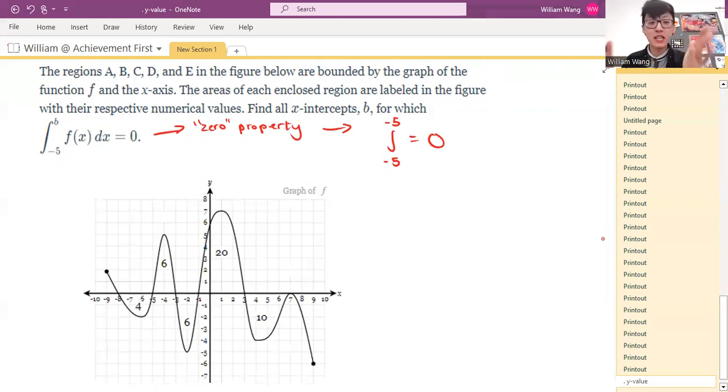Remember, if it stays at the same number, so it starts at -5, if I start at -5 and end at -5, there's no area, right? So I don't go anywhere. So that means one option is b would be equal to -5. This could be -5, right? All right, let's think if there's any other options, right? So I'm starting at -5 and I want to go somewhere, b, right?